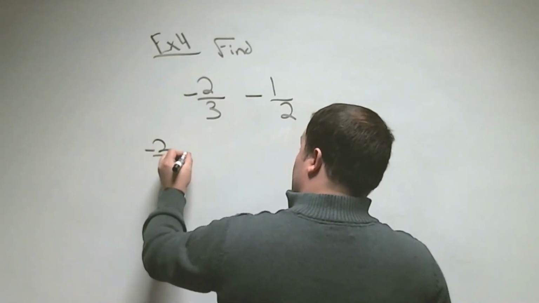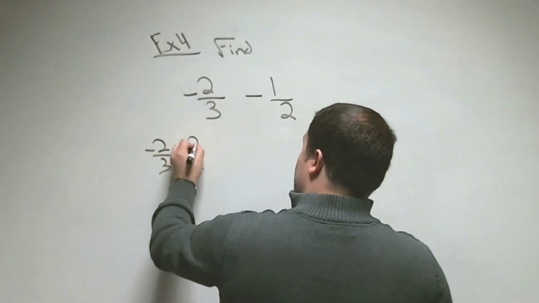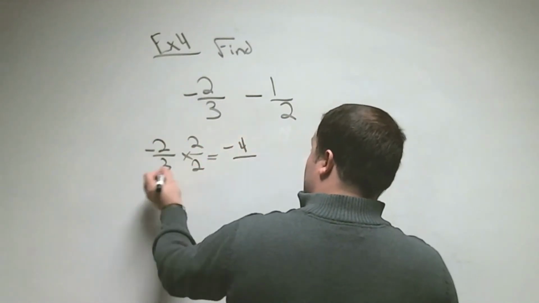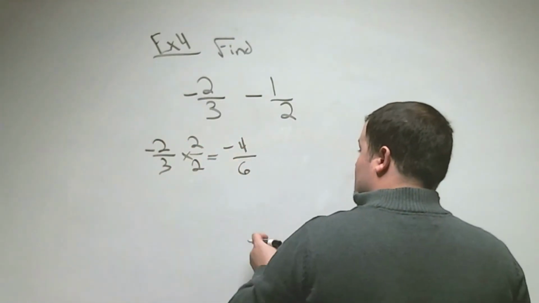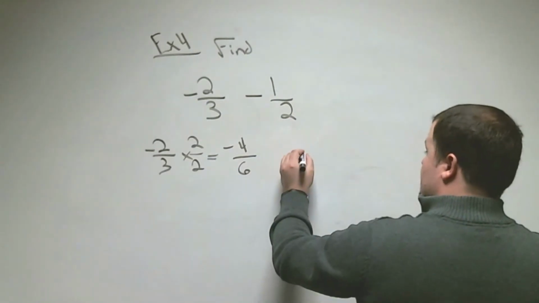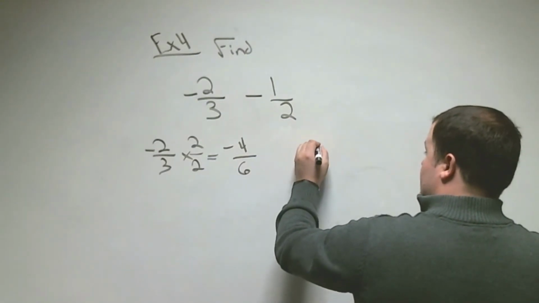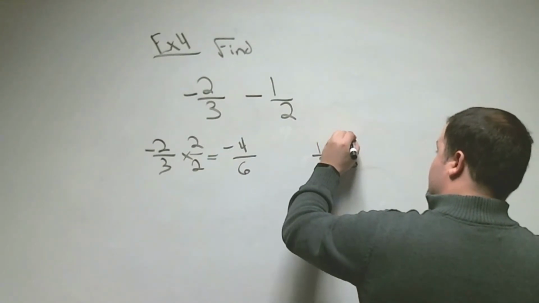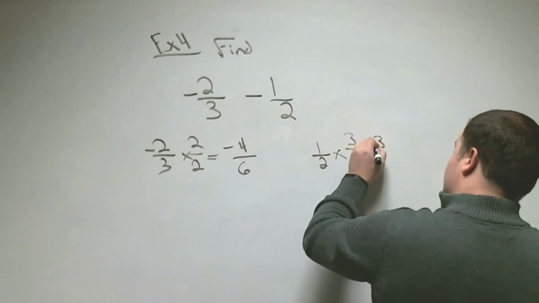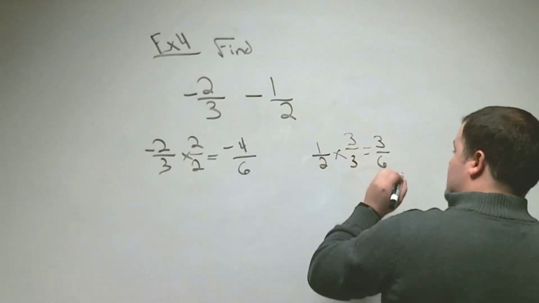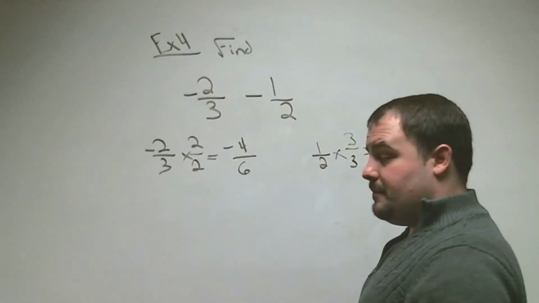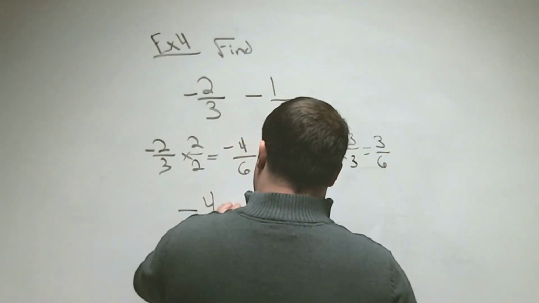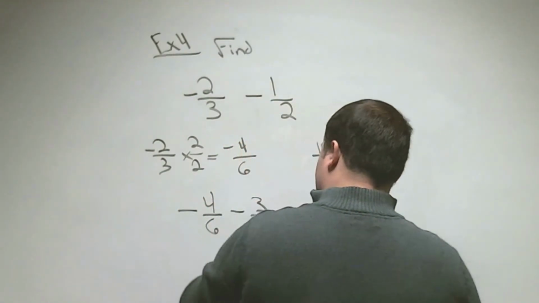Well, negative 2/3, I'm going to multiply by 2 on bottom and 2 on top. Negative 2 times 2, that's negative 4. 3 times 2, that's 6. So this is negative 4/6. The other one, we have 1/2, and we're going to multiply it by 3 on bottom, 3 on top. 1 times 3, that's 3. 2 times 3, that's 6. So this problem is really going to be a negative 4/6 minus 3/6.